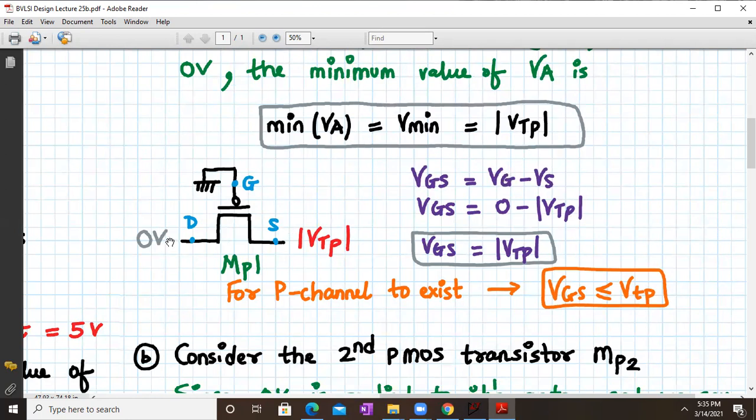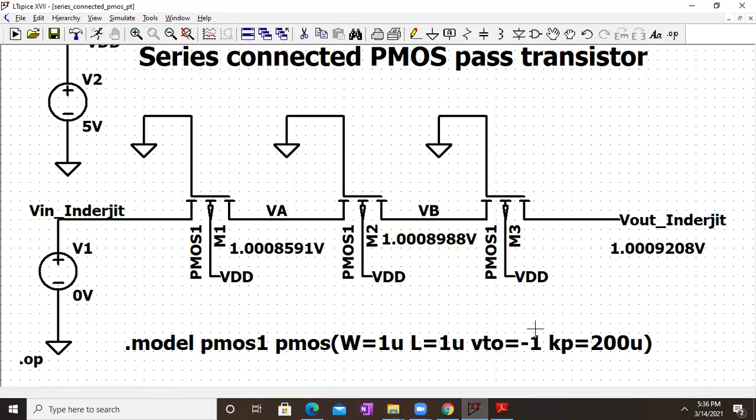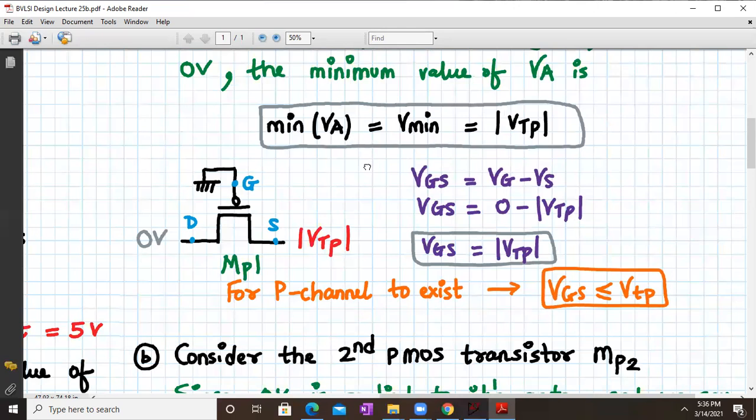Now, ideally speaking, we would love to have 0 volt at the source terminal, but we can never have that. If the VS terminal is 0, VGS becomes equal to 0 and it will violate the condition for the P channel to exist. We cannot let that happen. So we keep the value of VS as mod of VTP. We are getting mod of VTP at the output. If you see carefully, VTP is minus 1 volt and we are getting mod of that at the VA value. So the minimum value of the output voltage is your threshold voltage, which is mod of VTP, because this is happening for the P channel to exist.